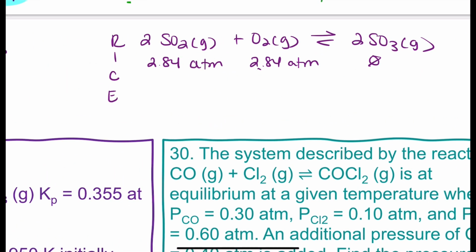I don't have any SO3 to start. Minus 2x, minus because it's on the reactant side. X is the placeholder, and 2 because of the coefficient out front. And minus x, minus because it's a reactant, no coefficient out front, so just 1x. And then plus 2x, again plus because it's a product that's being formed, 2 for that coefficient out front. At equilibrium, I have 2.84 minus 2x, 2.84 minus x, and 2x.